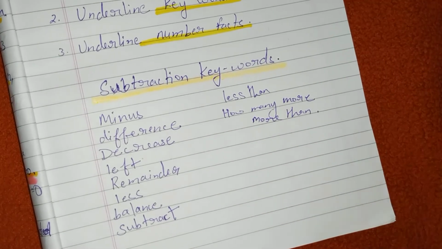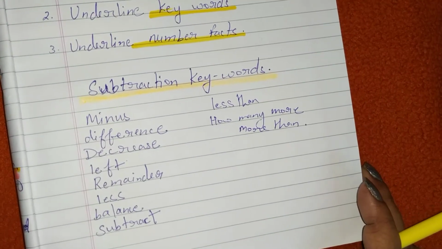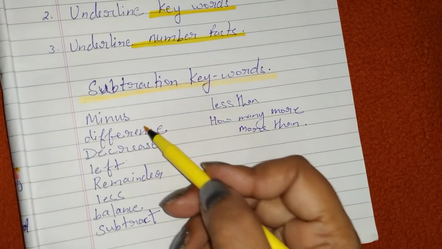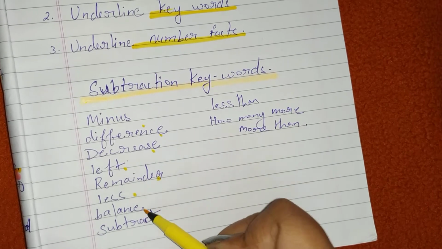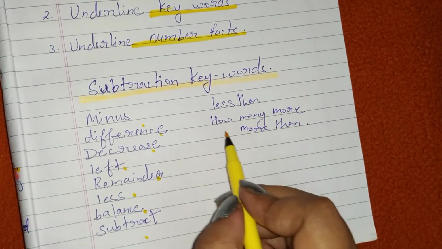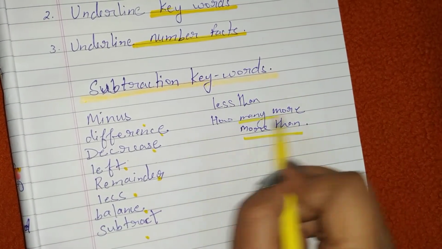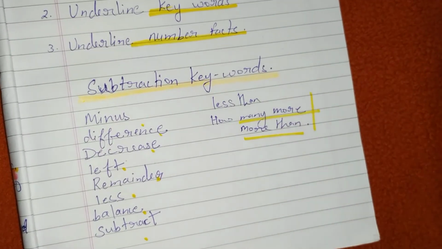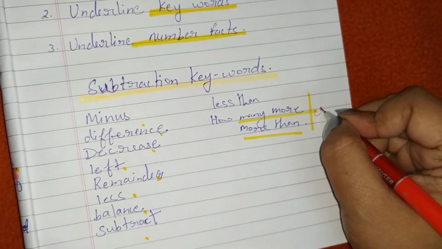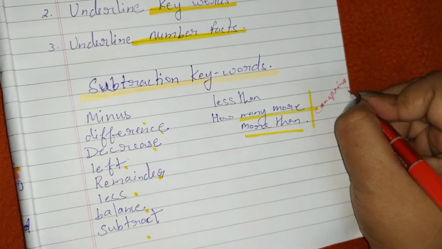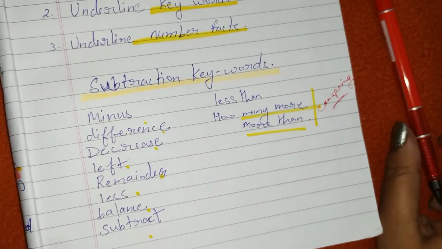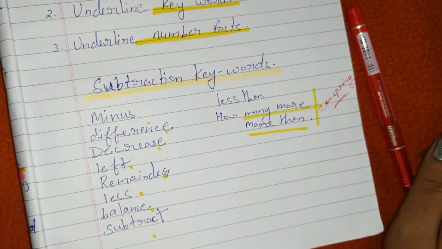So children, these are the words that tell you that you have to subtract. Minus, difference, decrease, left, remainder, less, balance, subtract, less than. How many more and more than mean you are doing comparison. And for comparing, what you have to do? You have to do subtraction. This much is clear to you all?